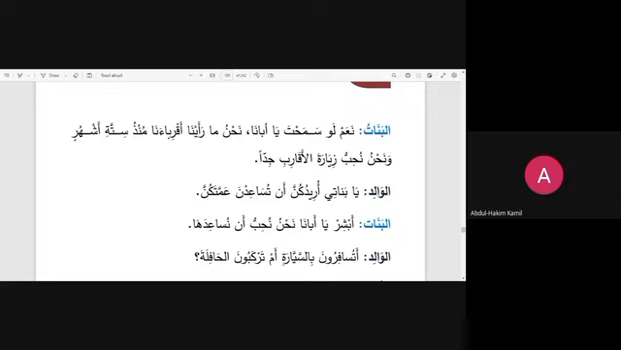And we like visiting relatives a lot. Aqarib is another plural for aqriba. Aqriba, that's a plural. Aqarib, that's another plural. There are two different plurals. One is aqriba. The other plural is aqarib. They're both plurals.